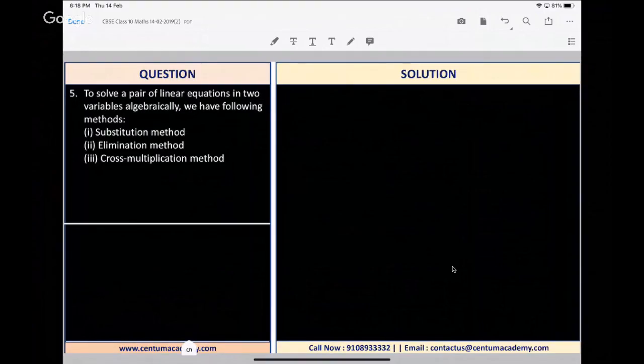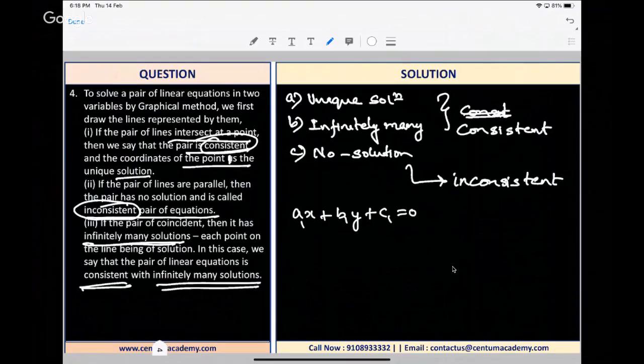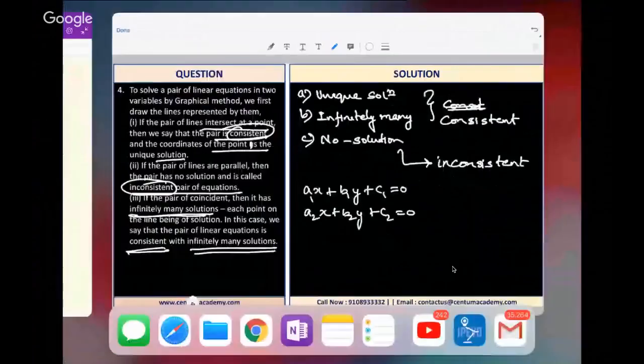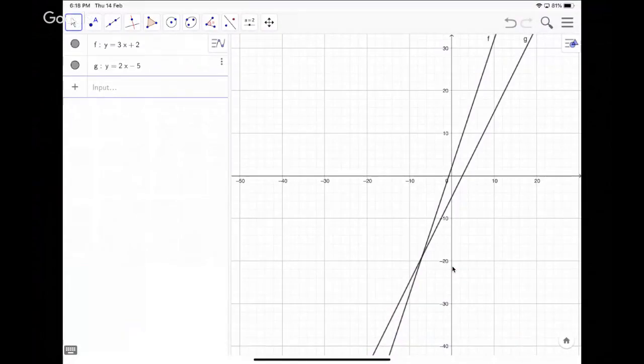So this is algebraically. Let's understand how to solve. Let's say in this case, if two equations are given, so let us say a1x plus b1y plus c1 equals 0 is given, and then a2x plus b2y plus c2 equals 0 is given. So let us see through GeoGebra. So here are the two equations. Let's say y equals 3x plus 2 here, and y equals 2x minus 5. These two equations are given.